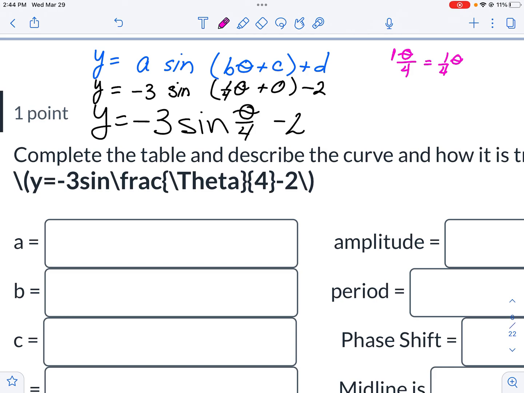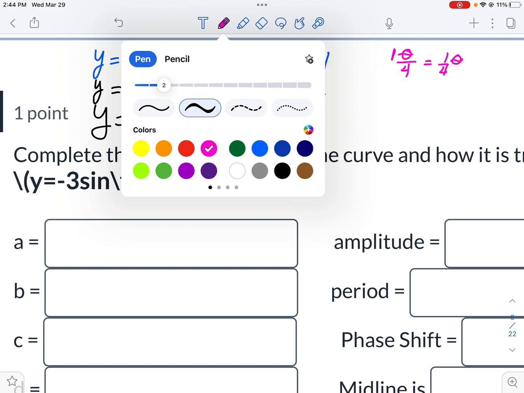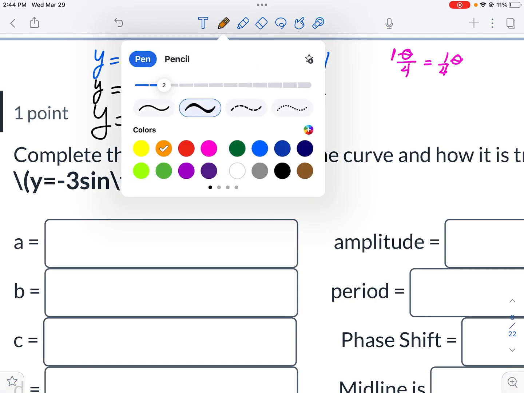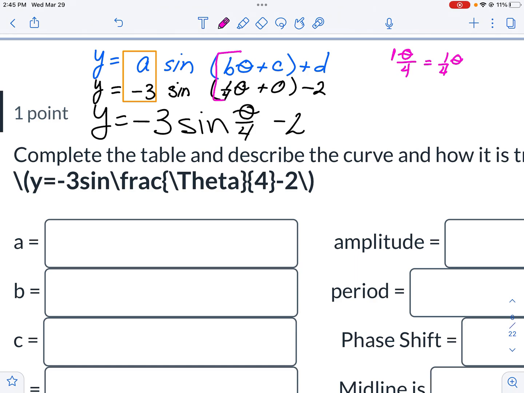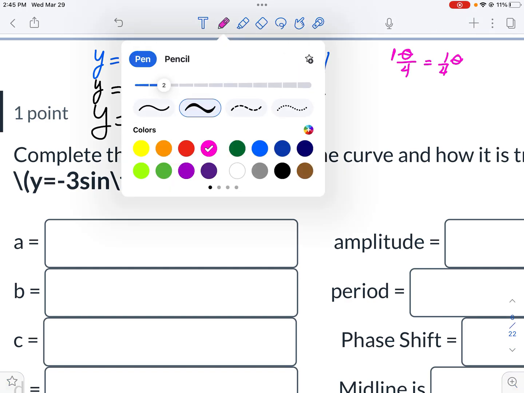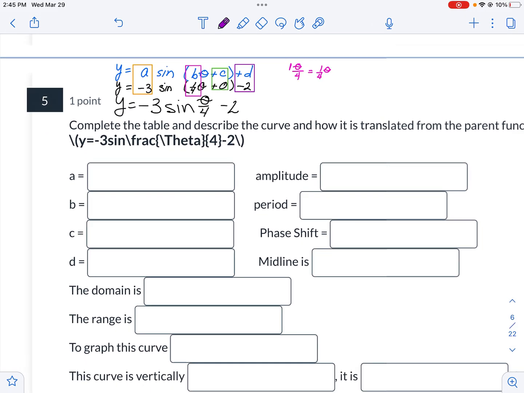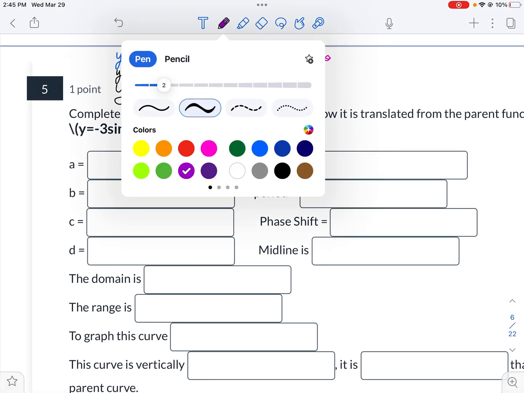All right, so given that information, the value of A is here. The value of B is here. The value of C is here. The value of D is here. So we are going to write that information down.